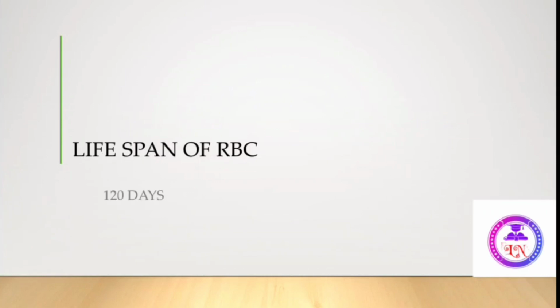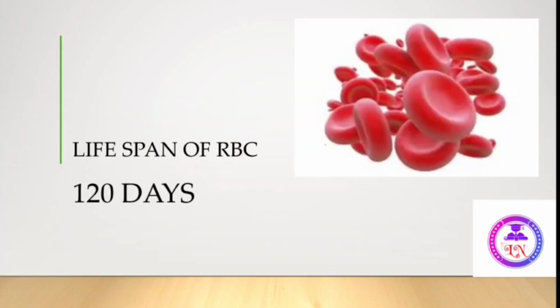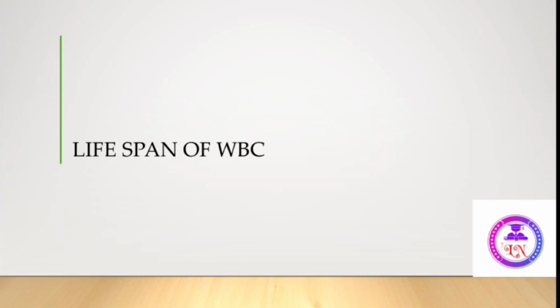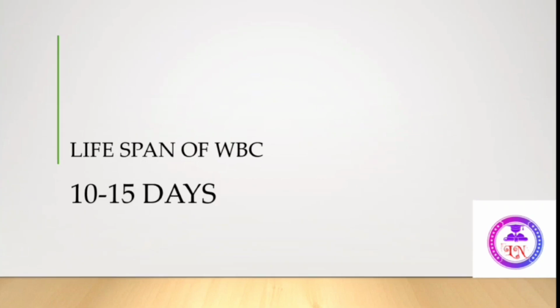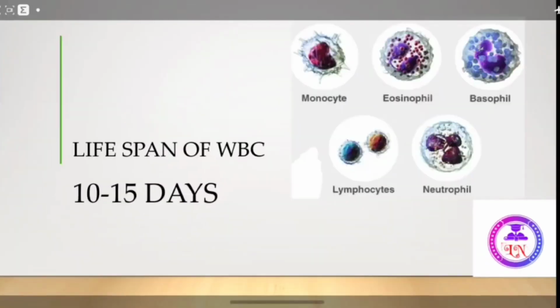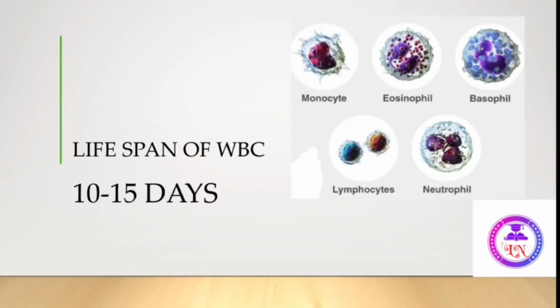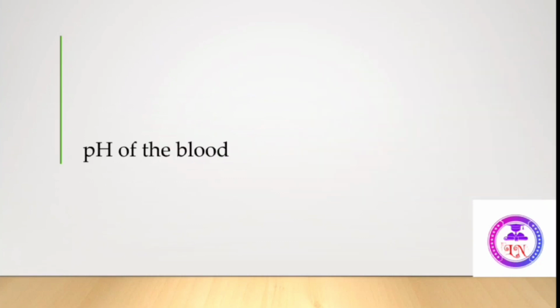Now, the lifespan of RBC, what is the lifespan? 120 days, and it carries oxygenated and deoxygenated blood to the various parts of the body from one end to the other, and so the lifespan is 120 days. Now what is the lifespan of the WBC? WBCs have many types: monocytes, neutrophils, basophils, eosinophils and lymphocytes. Their average lifespan is 10 to 15 days.